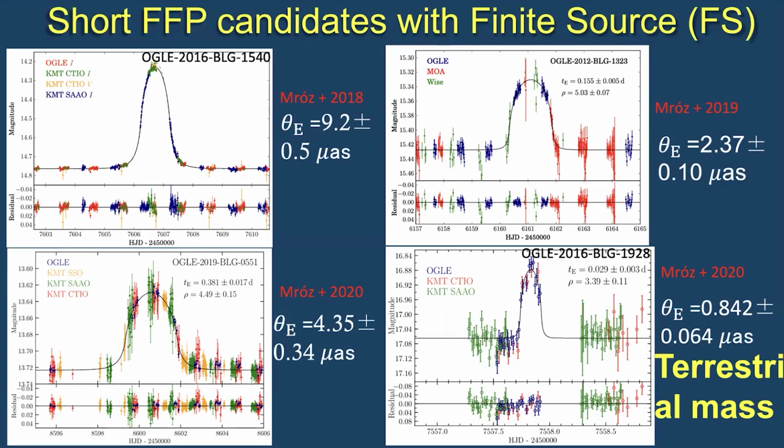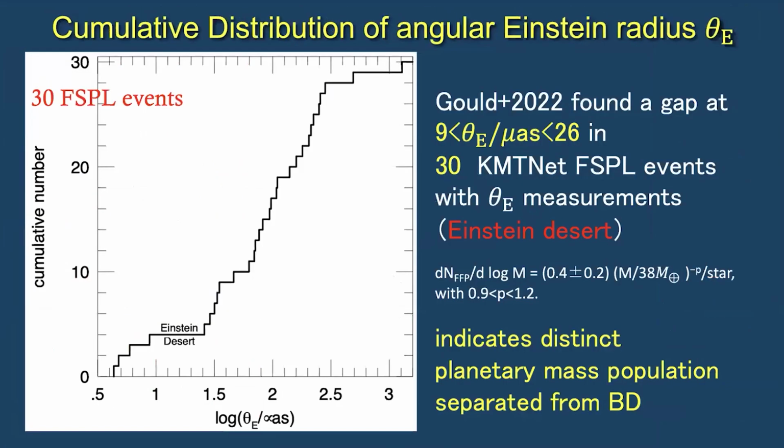And this is the extreme one. The theta E is 0.8 micro-arcseconds. So the probable mass is terrestrial mass. So this is the first terrestrial mass free-floating candidate.